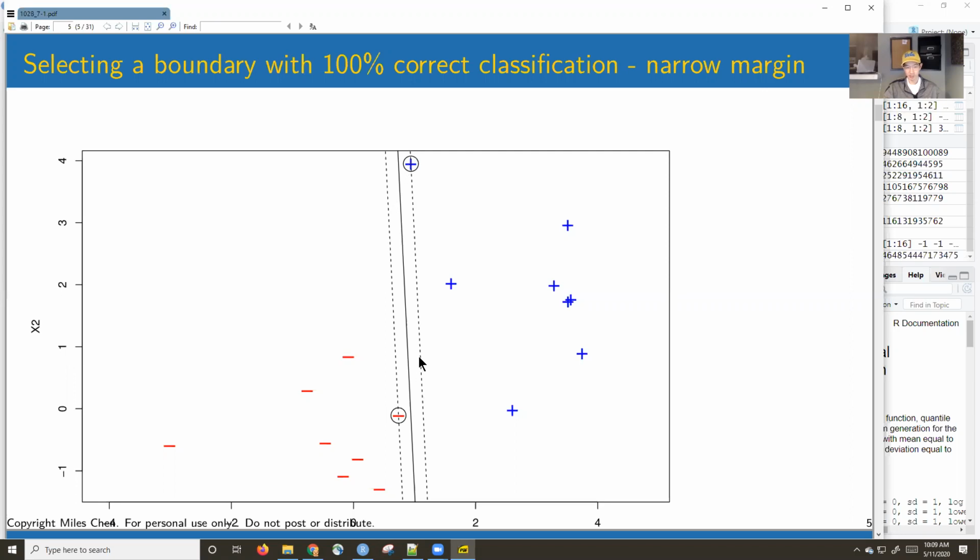that separate the blue from the red. Okay, so this line separates the blue from the red. This one also does, and then the line in the middle would be the linear boundary.